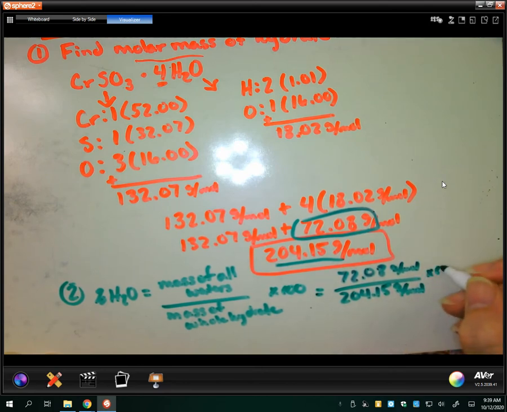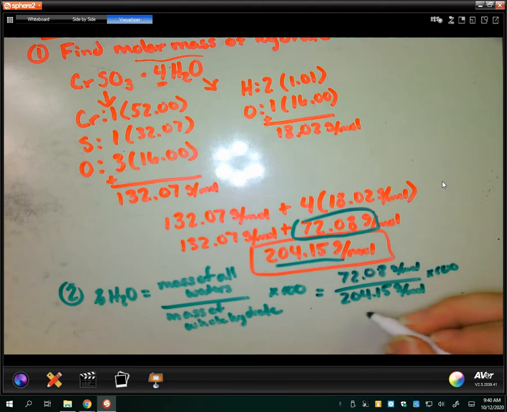and then times 100. And if I get out my calculator, 72.08 divided by 204.15 times 100, and I ended up with this being 35.3% water. And that's how you find the percent water in a hydrate.